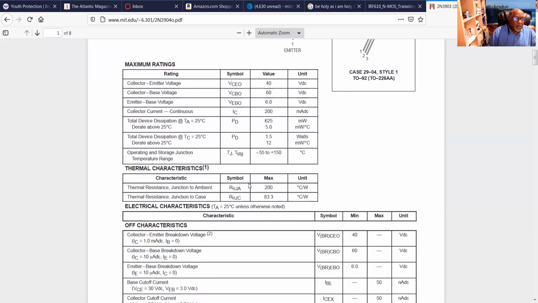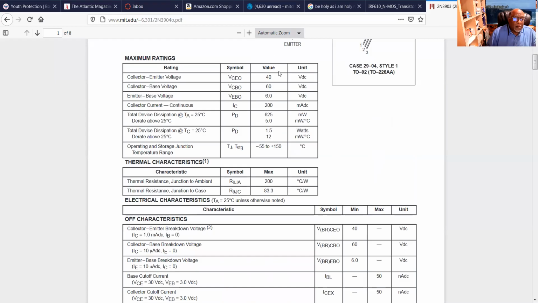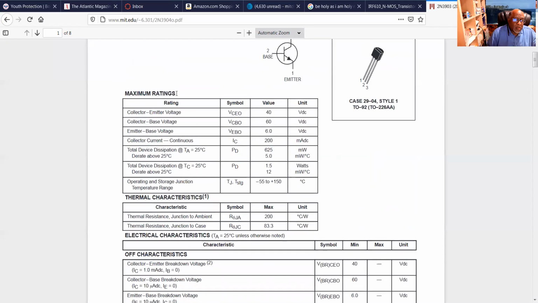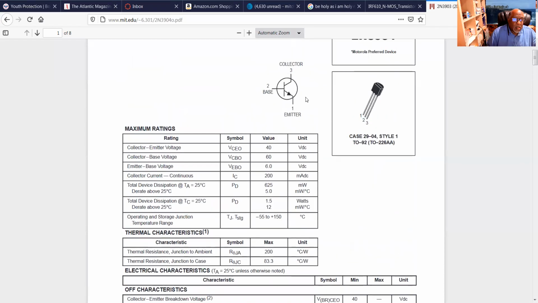Okay, so what I want to look at though is some of the parameters for your transistor. So here's your collector and here's your emitter. So here's your collector emitter voltage. This parameter tells you the largest voltage you could put across your collector emitter before you do any damage to it. In this case, it can actually withstand up to 40 volts, which is pretty good.